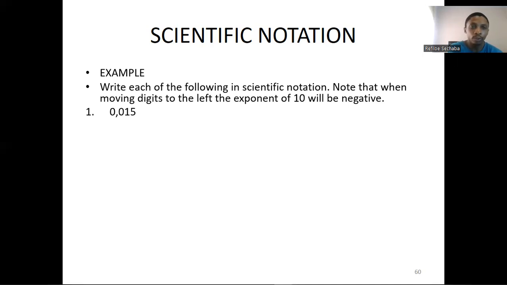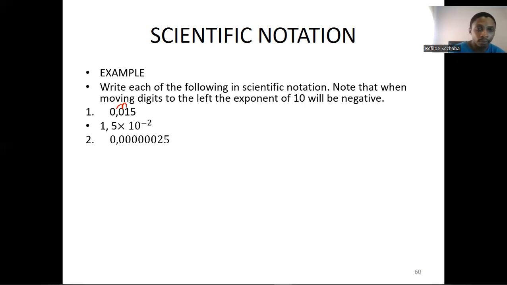We're going to move it 1, 2. So we're going to move it 2 times so that before the comma, we only have 1 digit, and that 1 digit will simply be 1. So we're going to have 1,5, because as we move 1, 5 also moves. So we're going to have 1,5 times 10 to the.